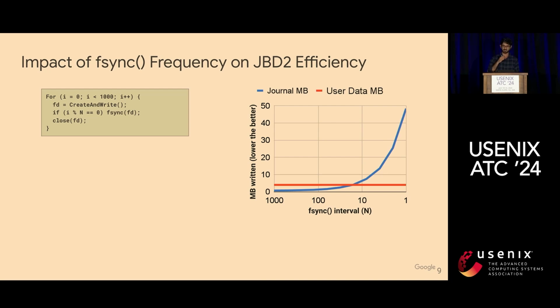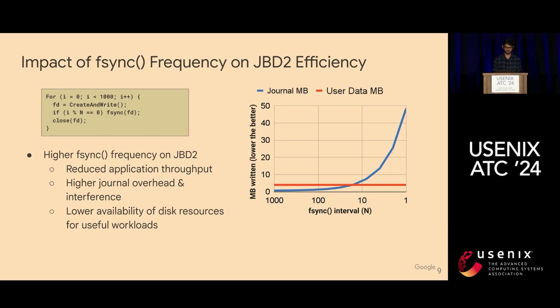As you can see, on the x-axis we have the fsync interval, that is, the number of operations between fsyncs. As fsync becomes more and more frequent, the data that gets written to the journal increases exponentially, whereas user data stays the same. So higher fsync frequency using JBD2 journaling not only results in reduced application throughput, but also results in higher journaling overheads, which can result in greater journal interference. That can leave fewer disk resources available for the actual user workload.